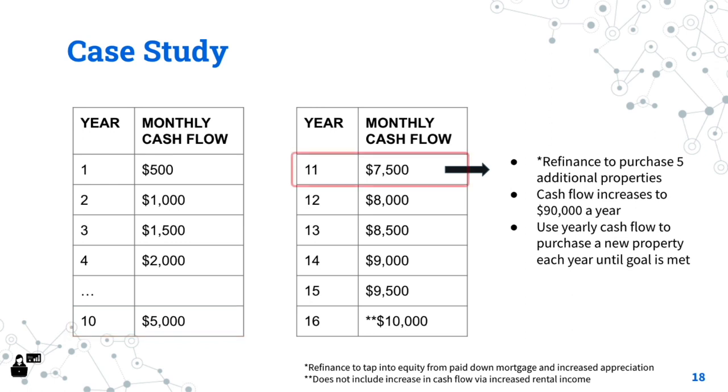In the second table, at year 11, we decide to make a bulk purchase of 5 single-family homes by using recycled capital from our existing rentals. This allows us to purchase additional investment properties without using our own cash. After the 5 purchases are complete, we now have cash flow of $90,000 a year. This will allow us to purchase a new property each year until we meet our goal of $10,000 of cash flow a month. Now it's year 16 and we've hit our target number of 20 properties and $10,000 a month in cash flow. Now we can decide if we want to retire early or not.